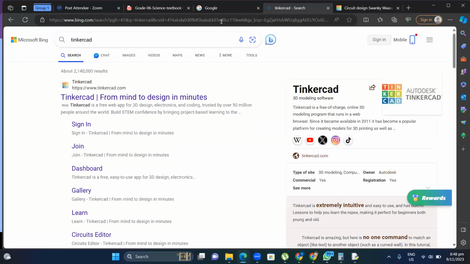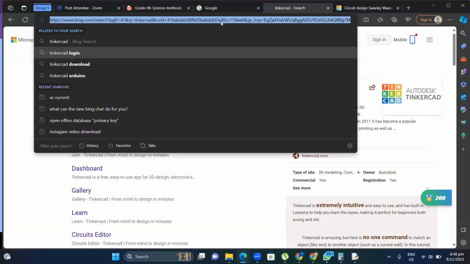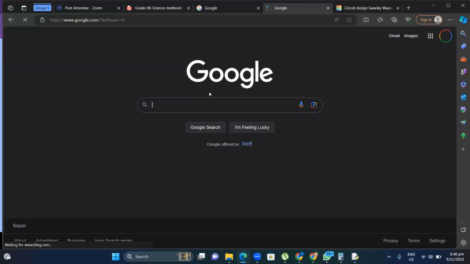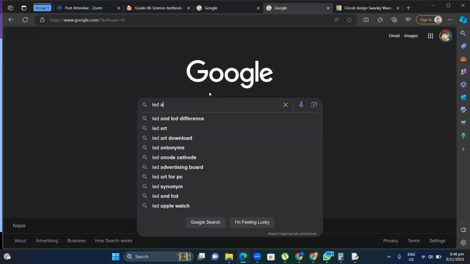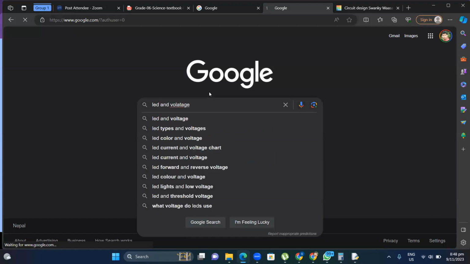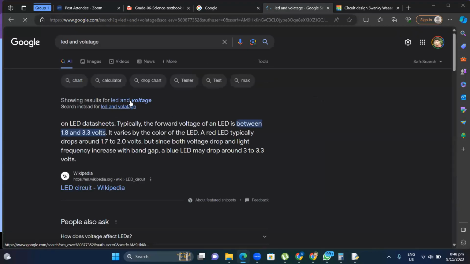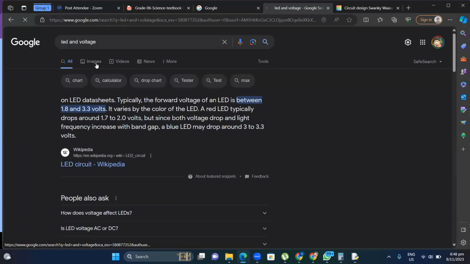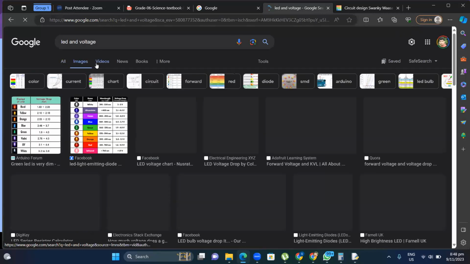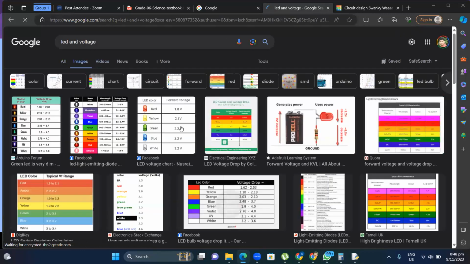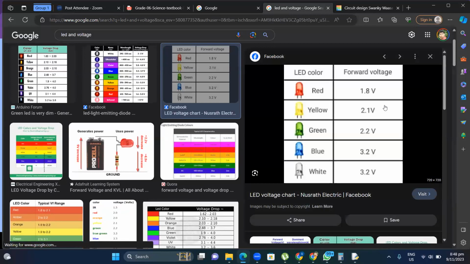Different LEDs use different amount of current to light up. LED and let's say voltages. This is a practical thing, right? When you are doing this, this will happen. Not all LEDs are getting the same amount. Different LEDs get different amount. See, red LED is the LED which uses less amount of current.